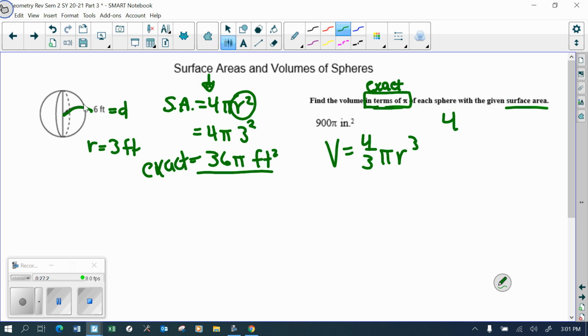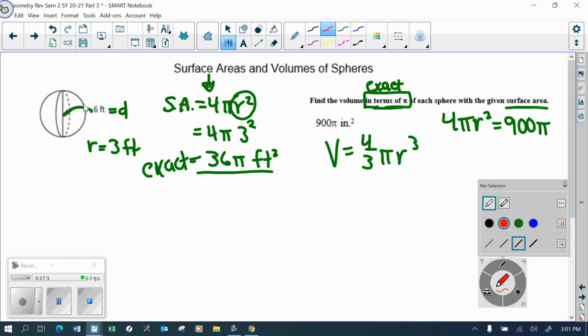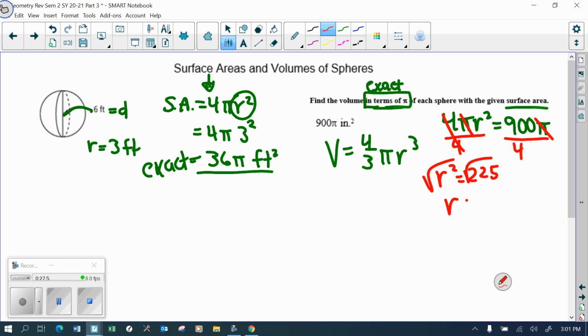So this means 4 pi r squared equals 900 pi. Surface area equals 4 pi r squared. Now I need to solve this for r. The pi's cancel out. I divide by 4 on each side, and so I have r squared equals 225. Then I take the square root of each side, and so r equals 15 if you have your Pythagorean triples memorized. And it'd be inches, down to degree 1. Now I take that 15 and plug it into the volume formula.